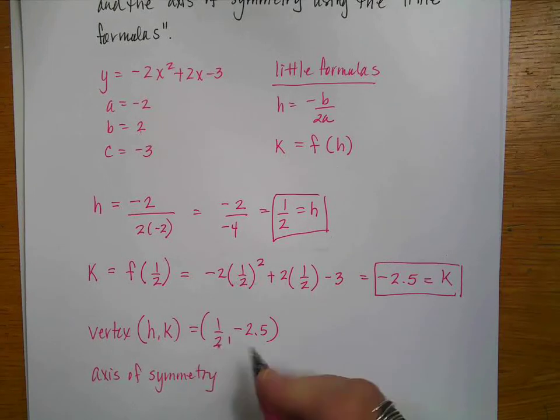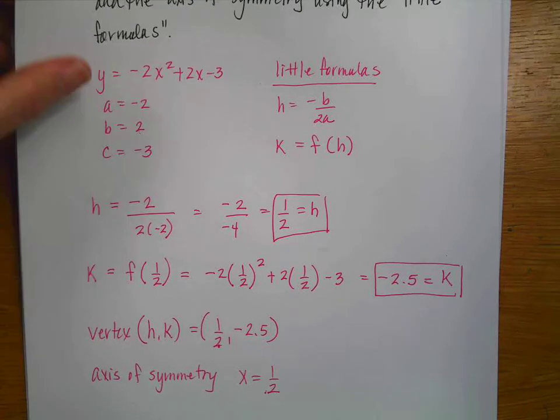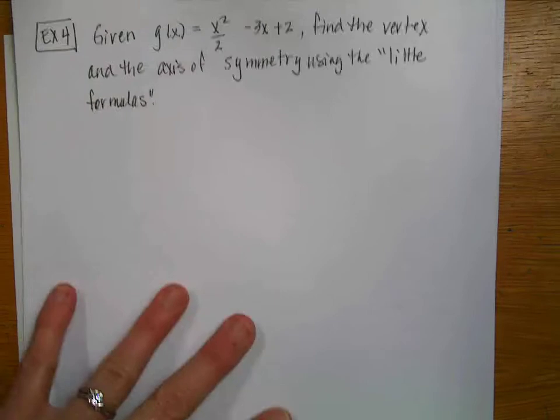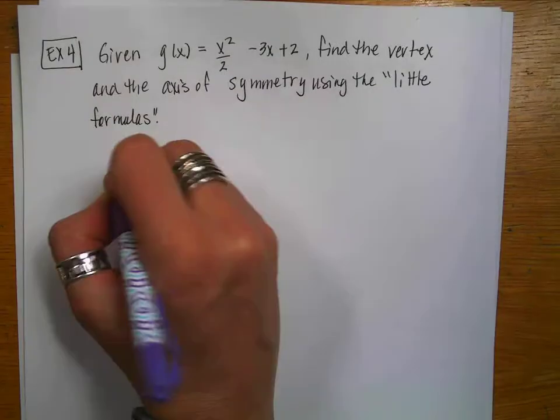And it's going to go through the x-coordinate of the vertex, so that's going to be x is equal to 1/2. So the axis of symmetry is a line, so you have to write it as x is equal to 1/2. You can't just write the 1/2. All right, so that wasn't so difficult. So now let's move on and do another example using our little formulas.